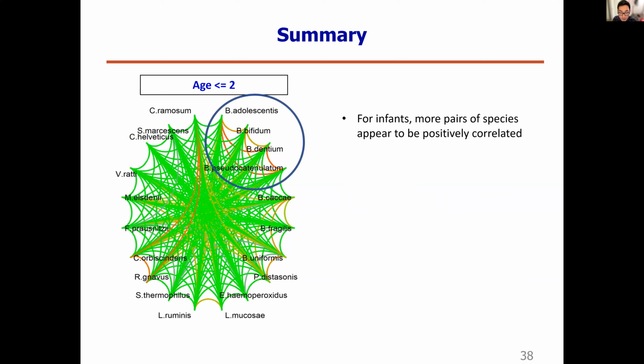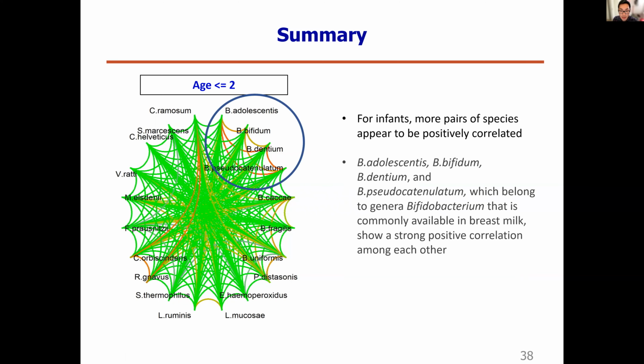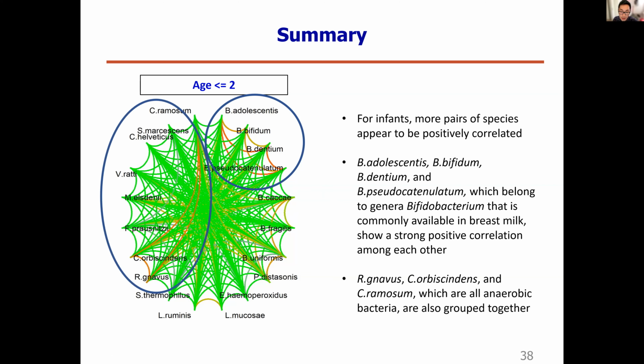And if you look at this cluster here, these are several species belonging to the genus Bifidobacterium, which is commonly available in breast milk, and they show a very strong positive correlation with each other. So these species belonging to Bifidobacterium form a potential cluster with each other. And this cluster may represent mutualism or commensalism for these species. Again, we see a similar cluster here, where these three species are strongly positively correlated with each other and also form groups, in addition to the group with Bifidobacterium species.